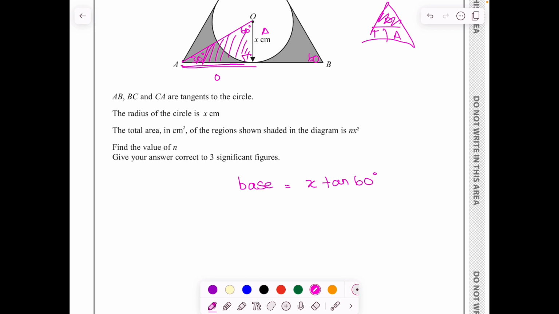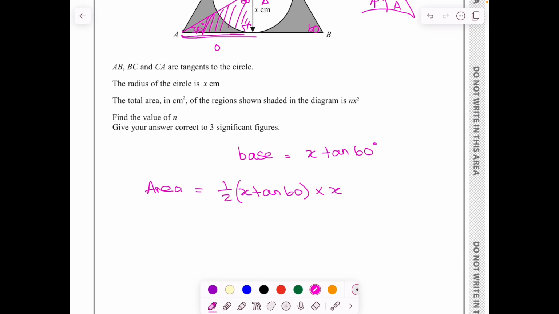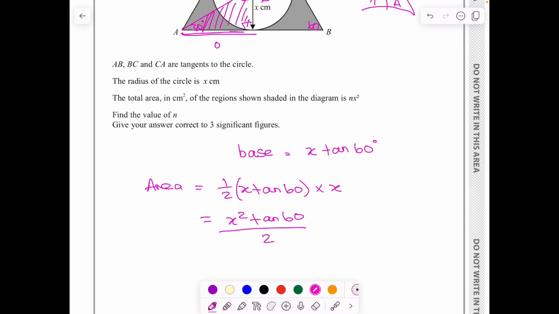Then that's the whole triangle. I can subtract. Well, no, first of all, I've got to find the area of the triangle. So area equals half the base, so x times tan 60, times the height, which in this case is x. And so the area of the triangle, we'll just write it like this. x times x is x squared. We've got our tan 60 there. I'm not ready to simplify that yet. Over 2. So that's fine.